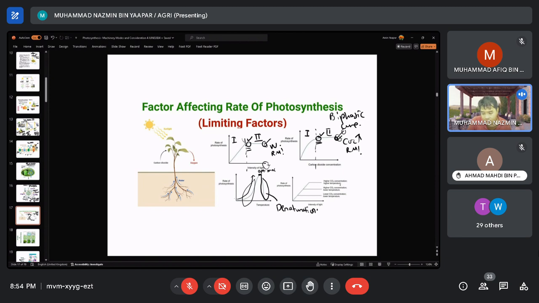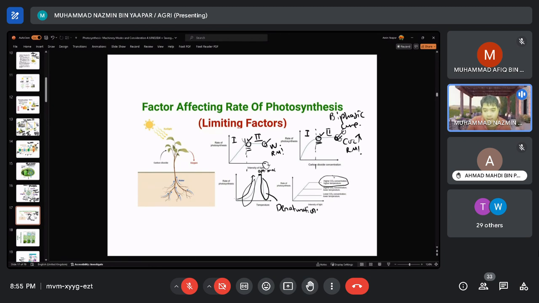Yeah. So the final graph here is just to put into perspective how you're going to increase your rate of photosynthesis with the intensity of light. You can, like I said, if you increase your CO2 as well.